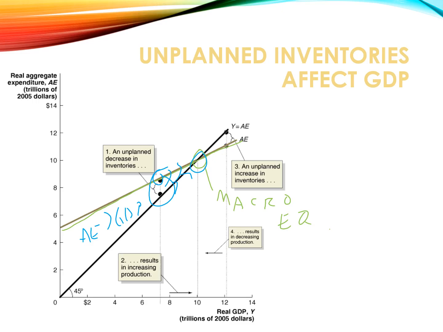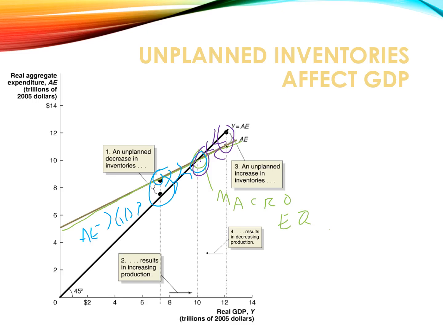On the other hand, if we're over here, then we have an unplanned increase in inventories, which means we sold less than anticipated. If we sell less than we anticipated, we're going to produce less in the next phase, which is why AE is below the actual level of GDP and will reflect back to this same macroeconomic equilibrium point here at about $10 trillion.